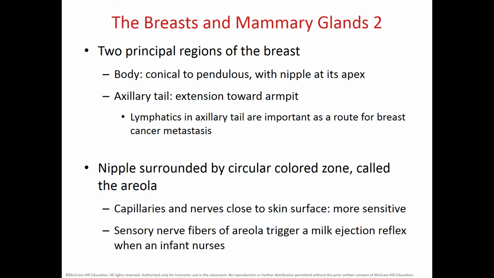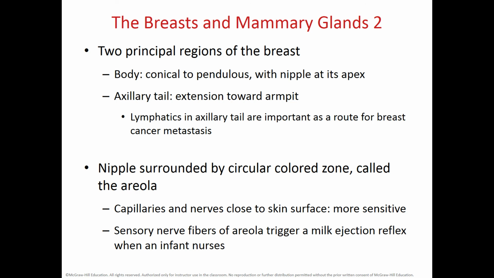The anatomical regions of the breast consist of a body, which is a conical area that ends in the apex, which is the nipple. Then on the lateral superior portion of the breast, you have the axillary tail, that is the extension towards the armpit. And this is where you have lymphatics that are going to connect to the lymph nodes within the axillary area, the axillary lymph nodes, and this will be an important route for breast cancer cells in metastasis.